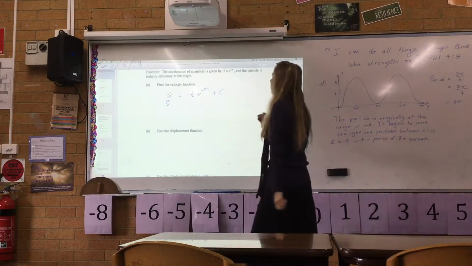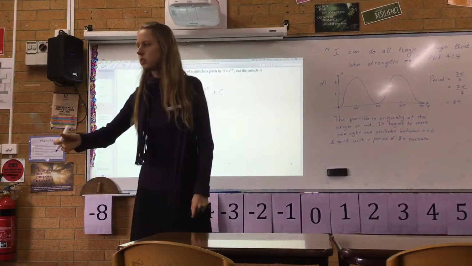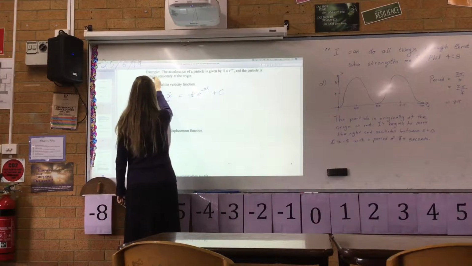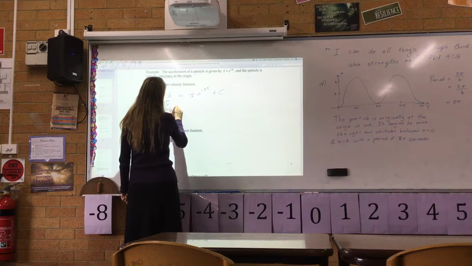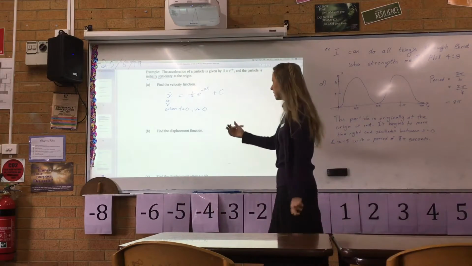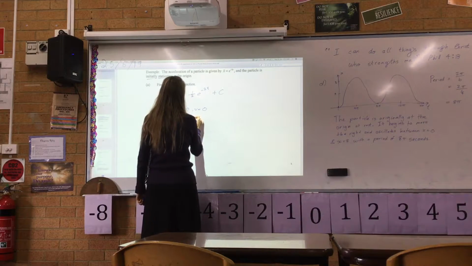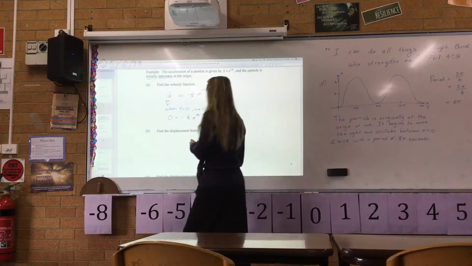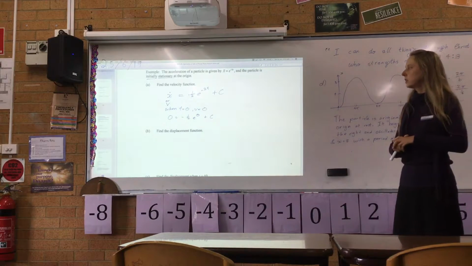So I know that it's initially stationary. If it's stationary, tell me what the velocity is. 0. Okay, so initially tells me that t is 0, stationary tells me v is 0. So when t equals 0, v equals 0, and let's just sub that in. So we have 0 equals minus half e to the 0, because minus 2 times 0 is 0, plus c.